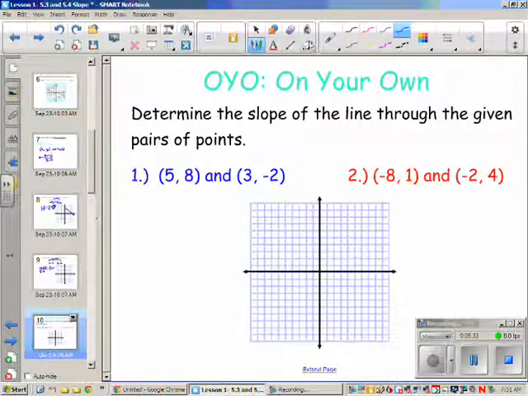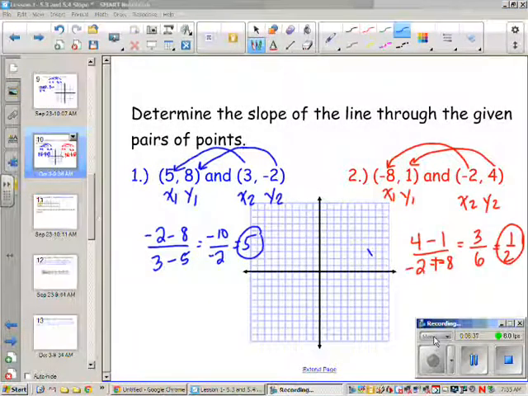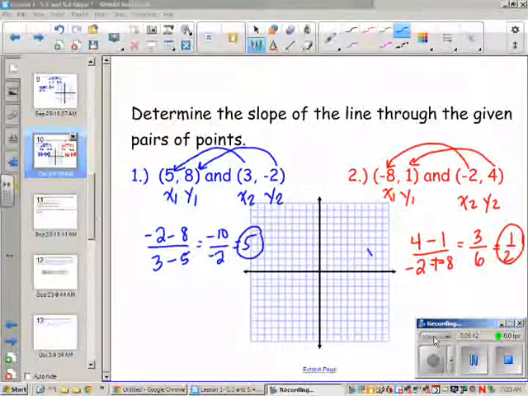Right, I want you to pause the video and try these two on your own. All right, check your answers. You should have gotten 5 for the first one and 1/2 for the second one if you simplified. So don't forget it's y2 minus y1 over x2 minus x1.